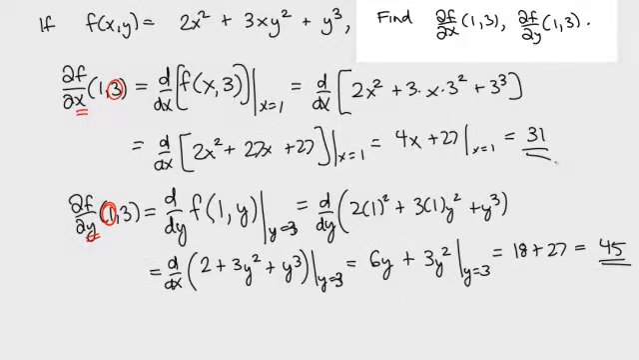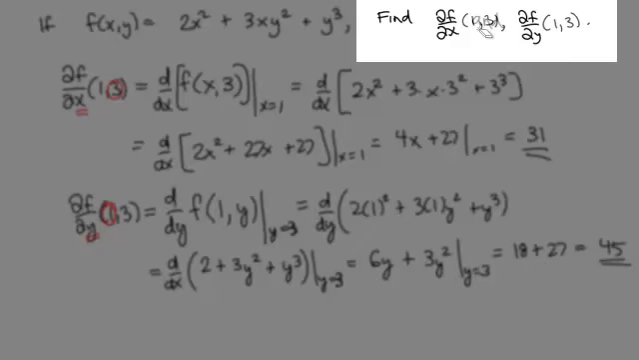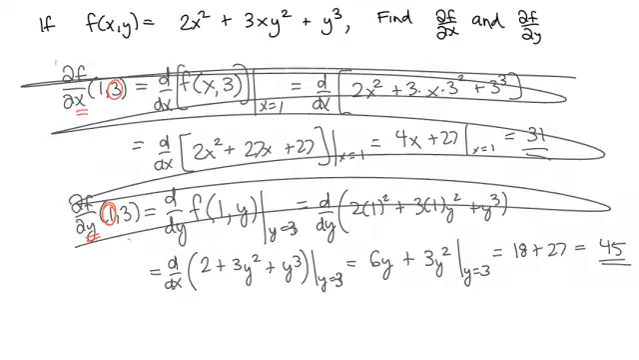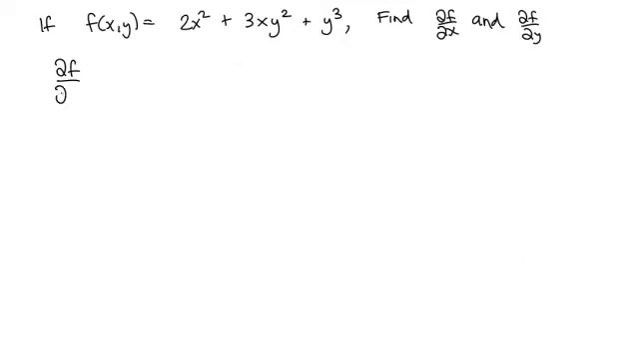Let's redo this problem, but let's make one slight change. Let's take the function, but now let's just find del f del x and del f del y. In other words, let's do this for every possible point, not just the point (1, 3). Well, how would that work? So I want to take del f del x. What does that mean? Well, this means you take the function f of x, y, you treat y as a constant, and then you differentiate it with respect to x.